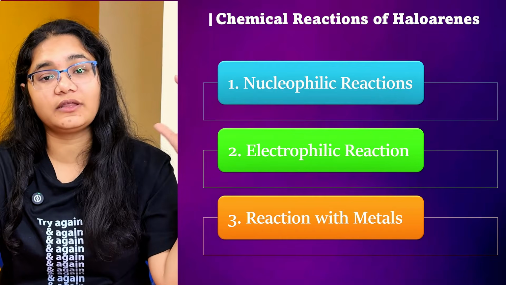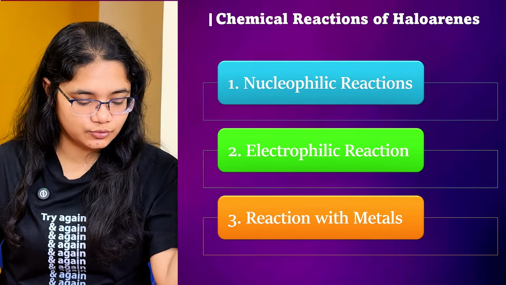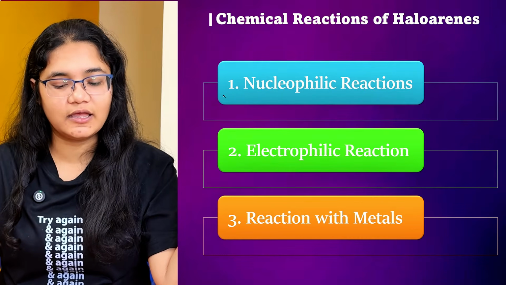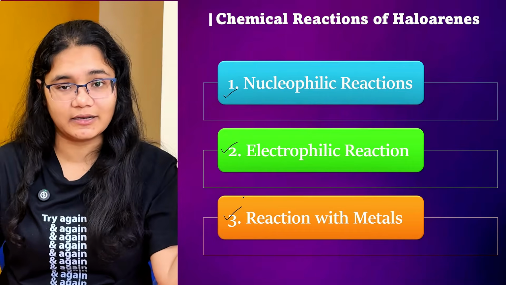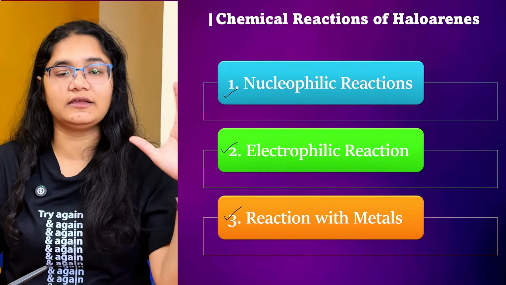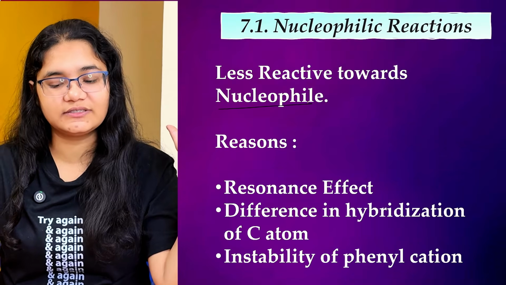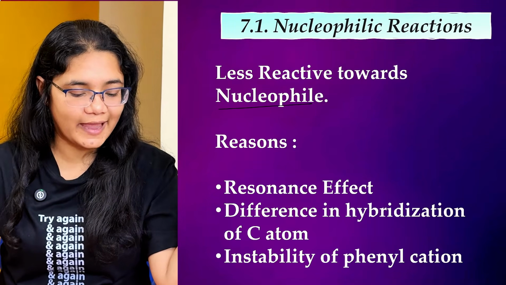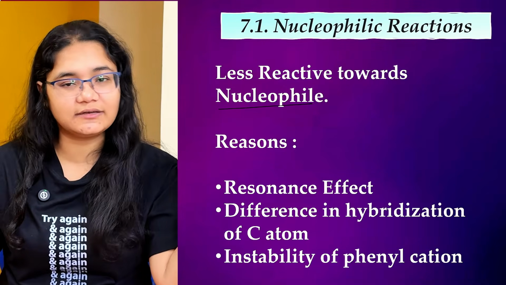Now let's talk about the reactions of haloarenes. Haloarenes also show types of reactions like nucleophilic reactions, electrophilic reactions, and reactions with metal. First, seeing the nucleophilic reaction: in haloarenes, nucleophilic reaction is generally slower, or the haloarenes are less reactive towards nucleophilic reactions. What is the reason behind it?